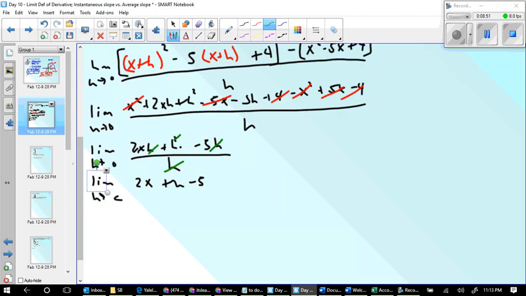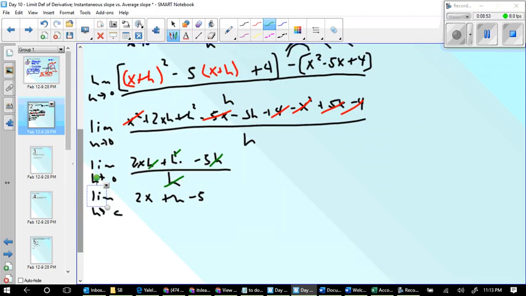Okay, and so now that I've simplified that, well, how do we evaluate limits again? We evaluate limits by trying to plug in. So what are we plugging in for? This is a limit as h is approaching 0. So do I plug in for x or for h? Well, we're going to plug in for h. So when I plug that in, h is equal to 0, so I get 2x plus 0 minus 5. So 2x minus 5 would be my derivative.